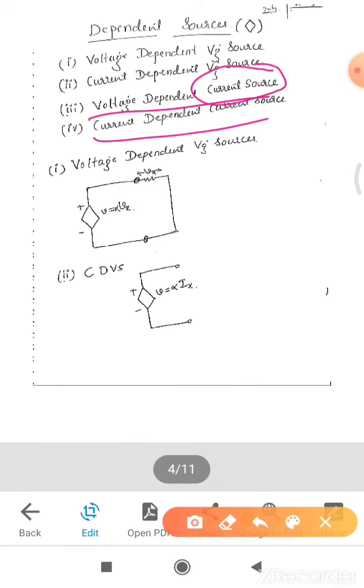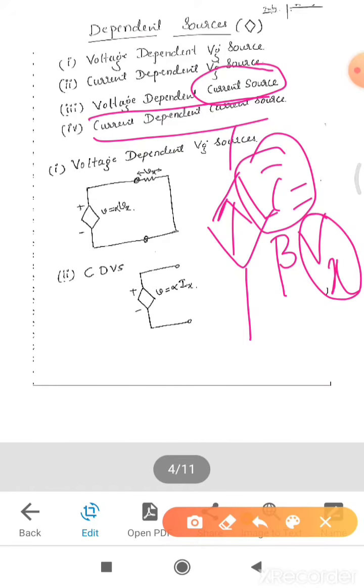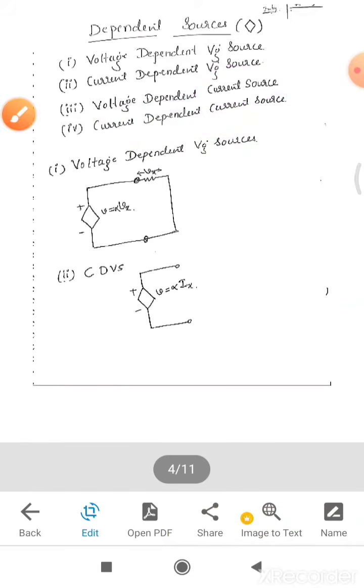So let's see the voltage dependent current source. Obviously this is a current source, a dependent current source. What is it dependent on? Voltage. So this current I will be equal to some magnitude. Shall I take beta? Okay, I'll take beta. So I is equal to beta into Vx, some magnitude into Vx. Therefore this current source is dependent on voltage, so it is a voltage dependent current source.